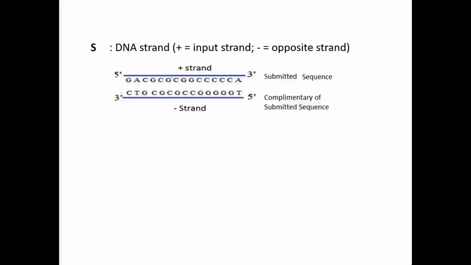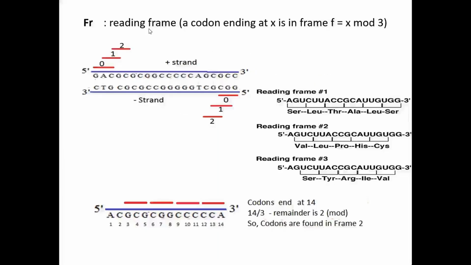Occurrence of gene structure will be searched first in this strand and the predicted gene structure will be displayed. Next, the complementary of the submitted sequence will be taken, and now this will be called the negative strand or minus strand. So here the occurrence of gene structure will also be searched and it will be displayed in the results.